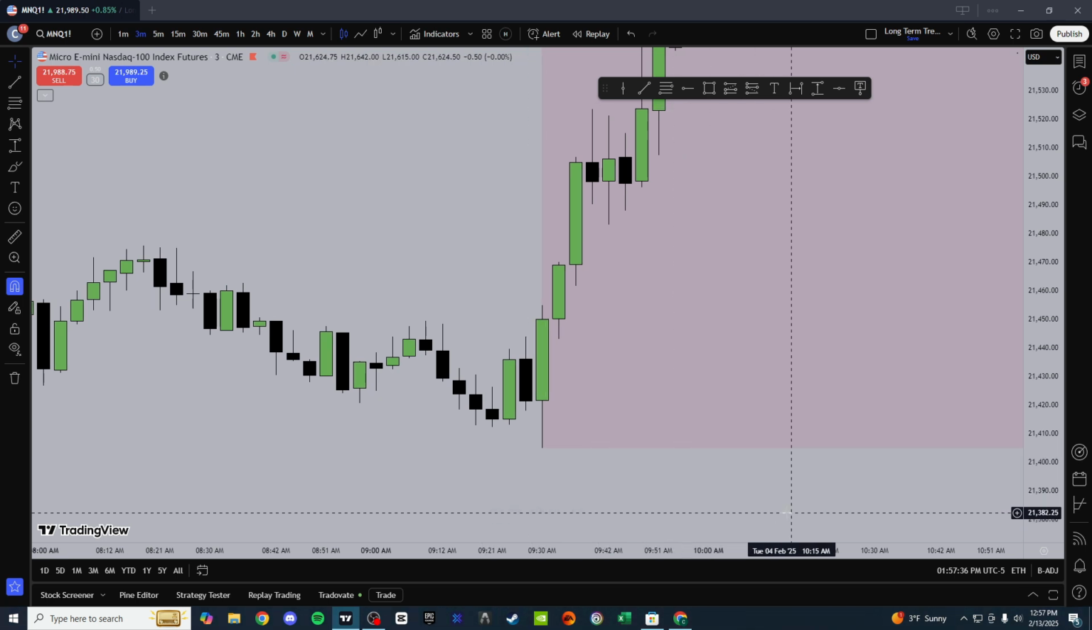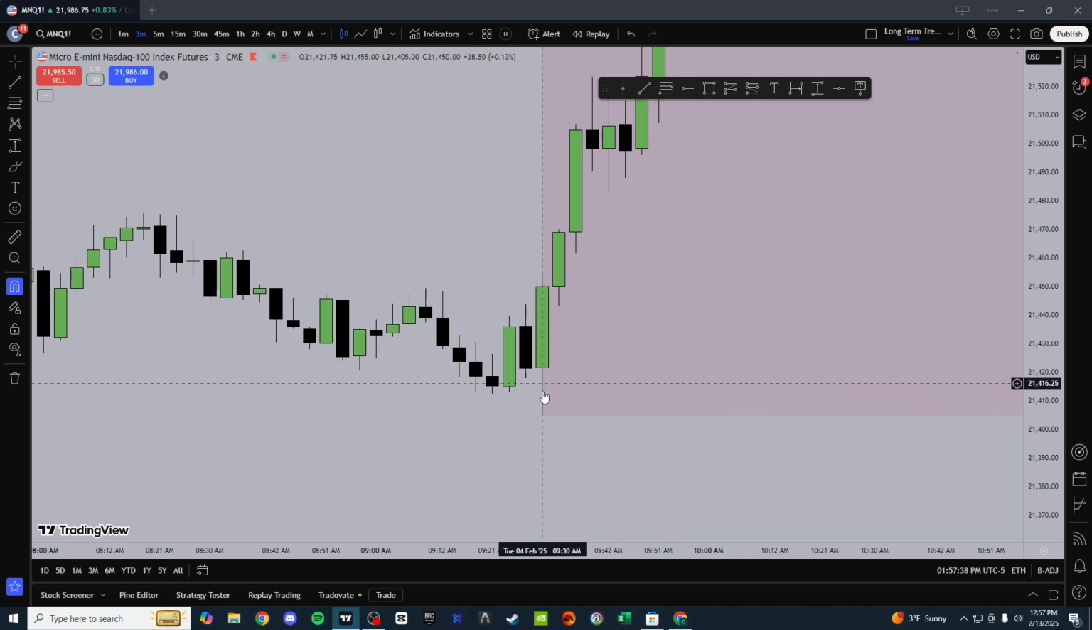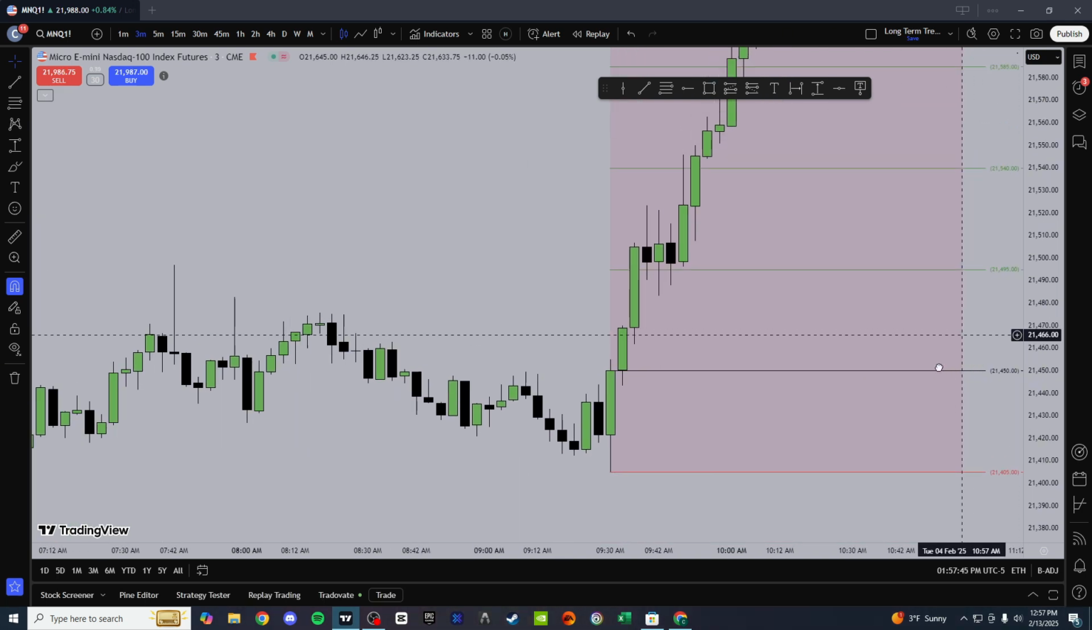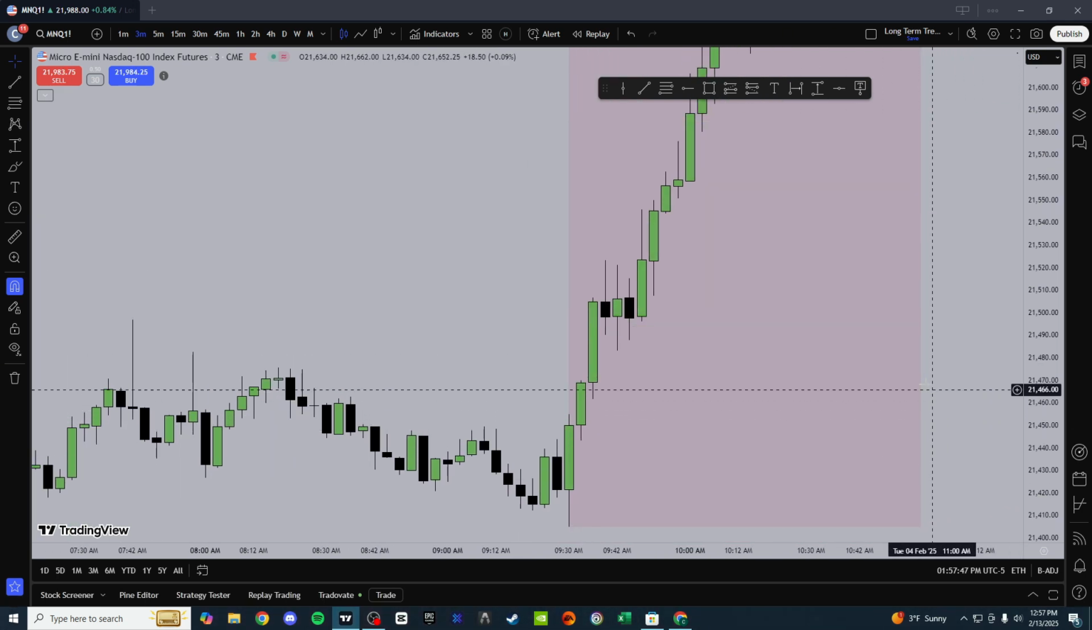And I'm sure there'll be an example of that later on. But for this one, it's pretty obvious. You just want to take the low right here. So this is how I would draw it. Obviously this trade hit, but I don't like taking trades right off the open.